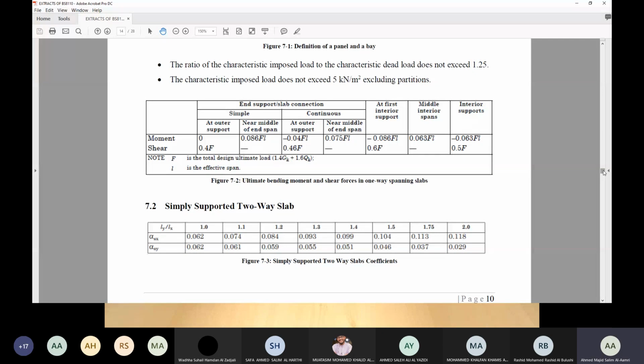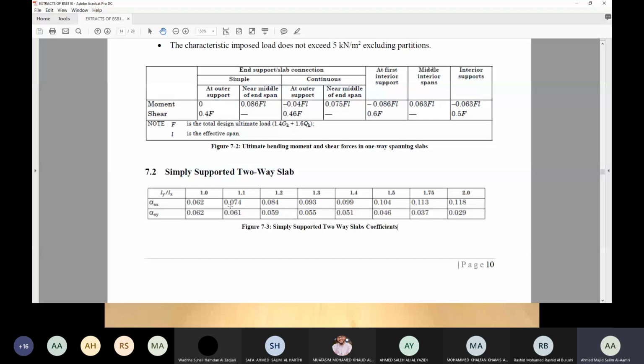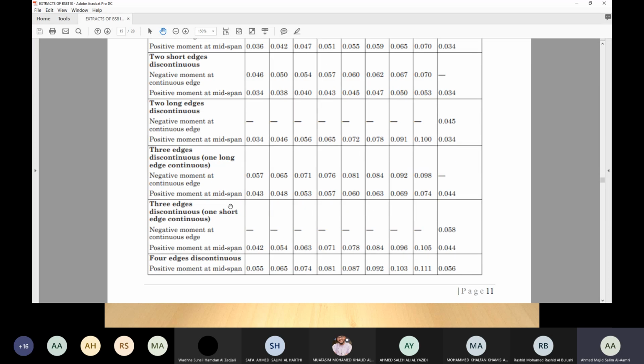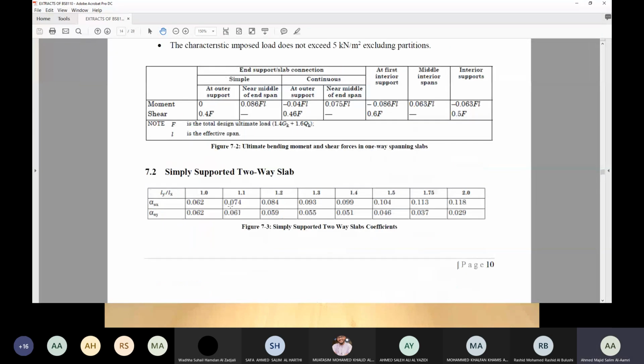Now in two-way slab we have two types. We have one which is simply supported, and we have one which is called restrained or two-way continuous slab. So further, there are two types of two-way slab. One is simply supported. Another one is restrained slab. When I say restrained, what's the meaning of restrained?